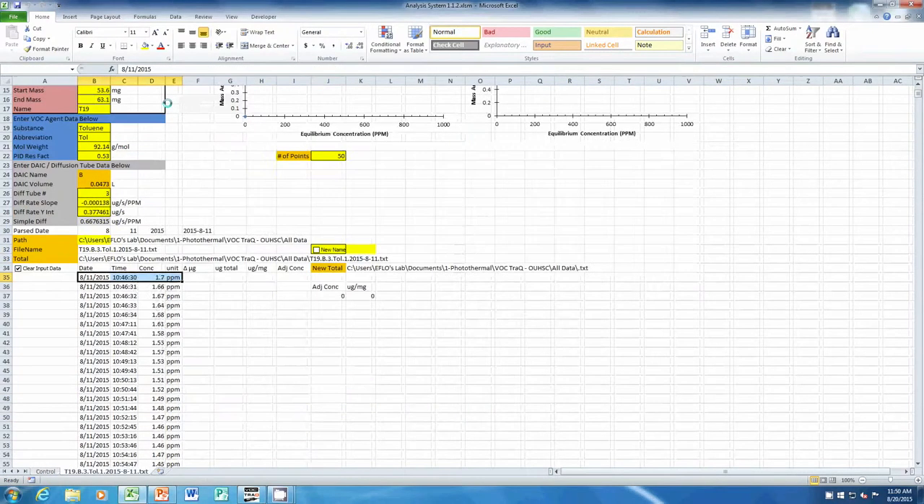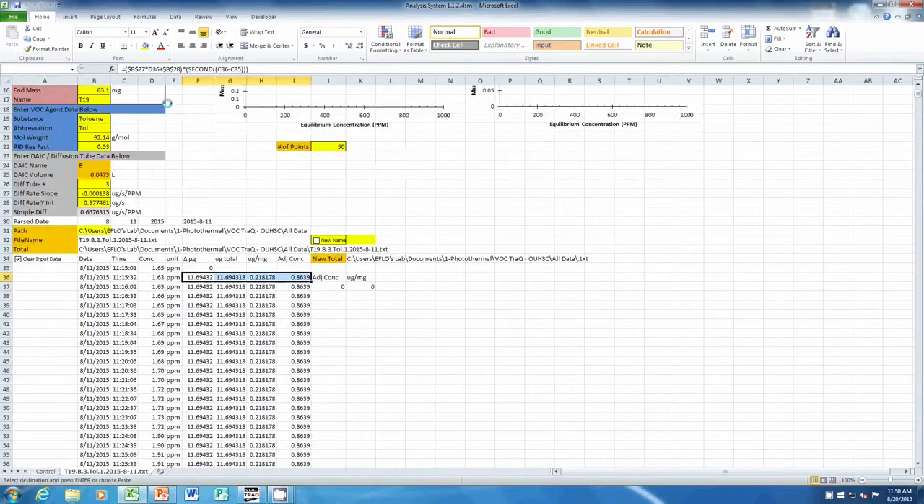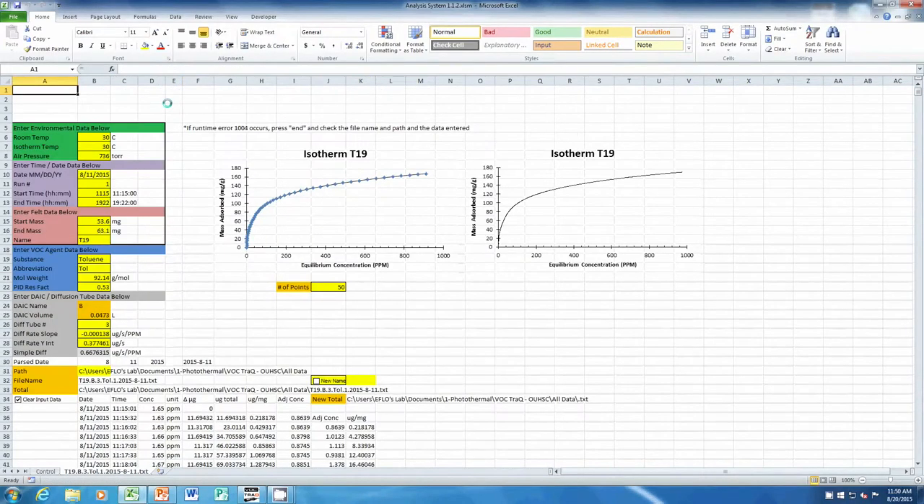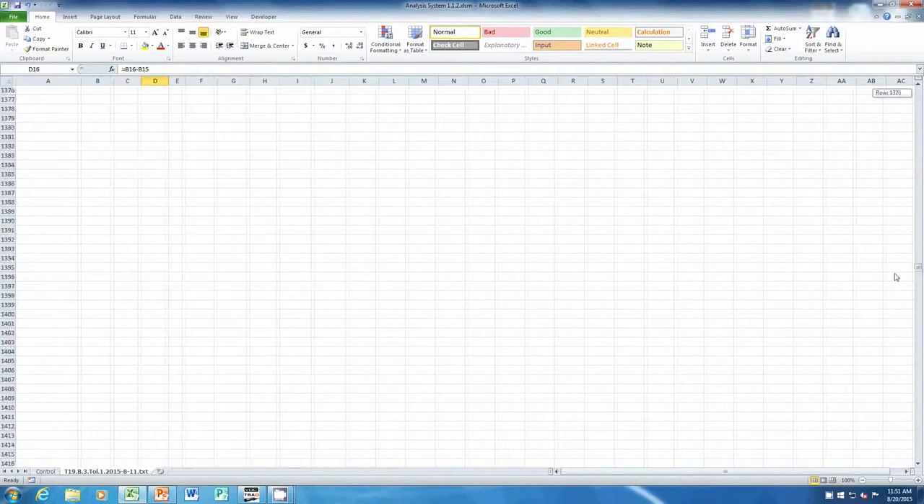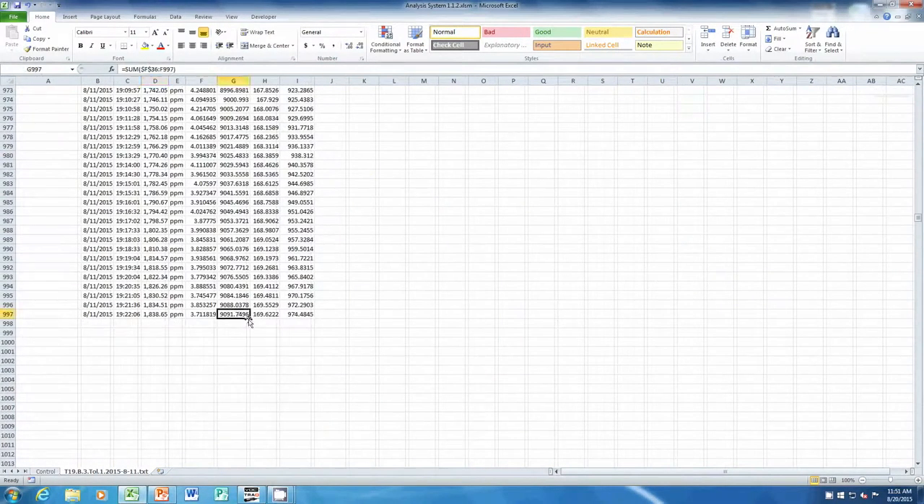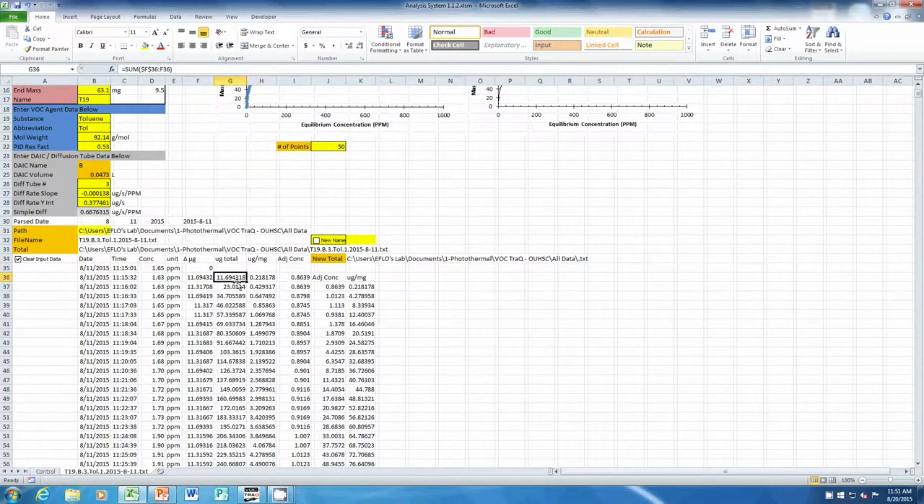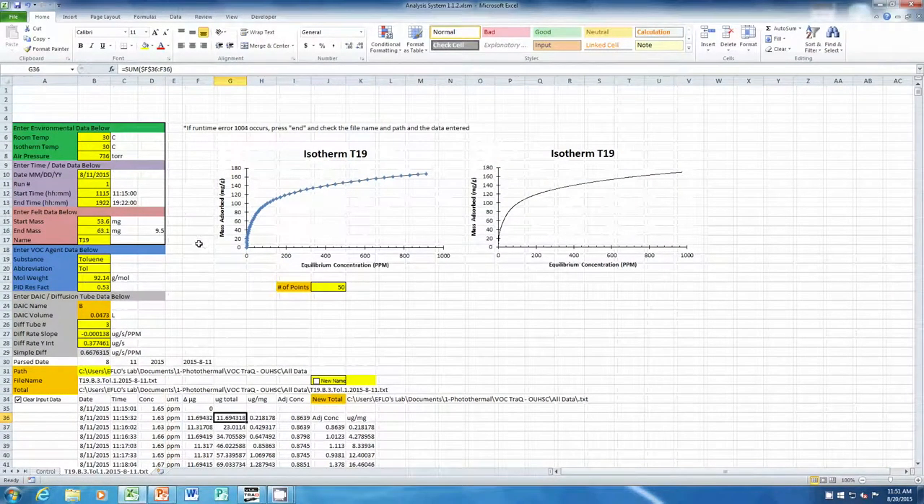Once the information is entered, the information is then compiled and processed by the analysis system. The result is a set of graphs depicting the adsorption capacity of the felt. A quick check of the system is to take the start and end mass of the felt and find the difference. This difference should roughly correspond to the mass indicated at the bottom of the total micrograms adsorbed by the felt in the following column.